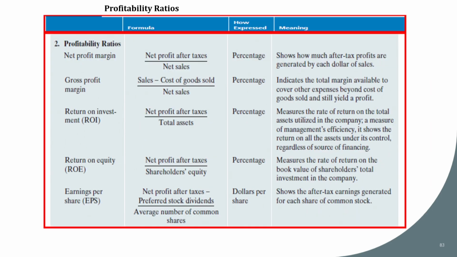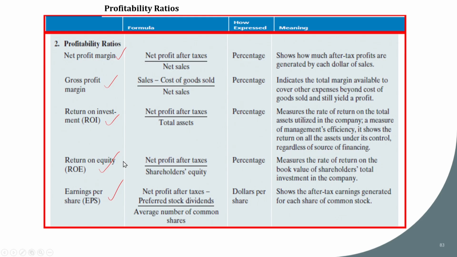So, we have several ratios coming under the profitability ratios. This assesses how efficiently revenue turns into profit. So, you can see here the net profit margin, gross profit margin, return on investment, shortly ROI, and then ROE, and earnings per share.